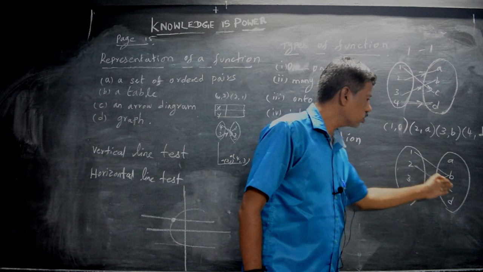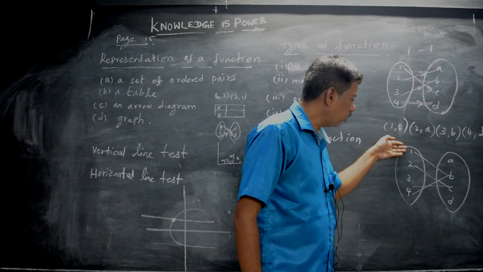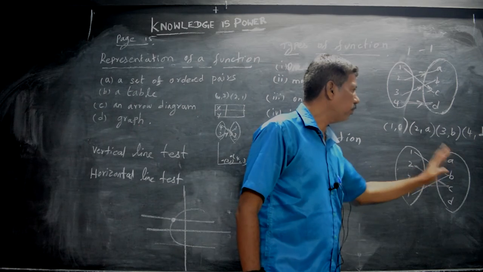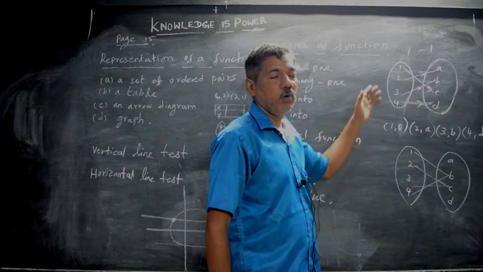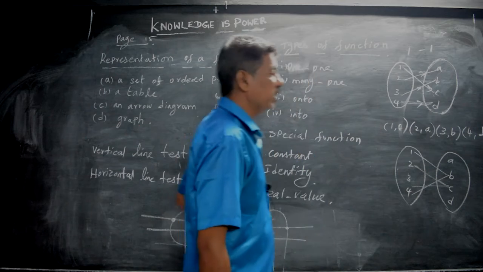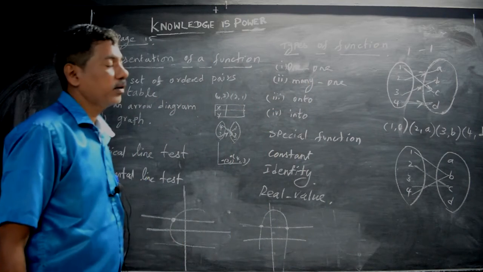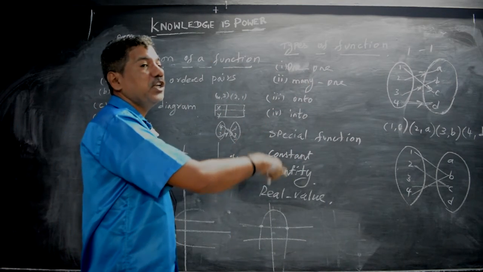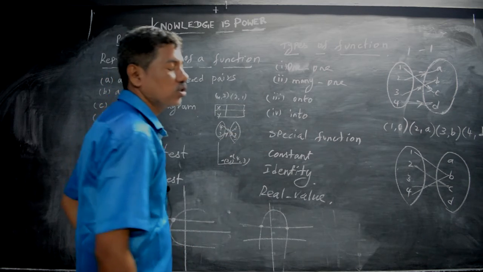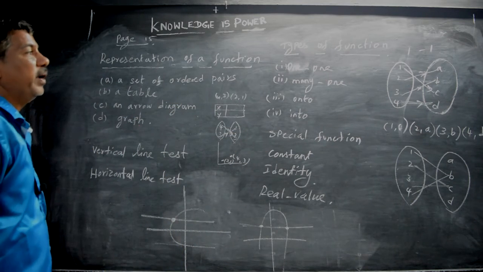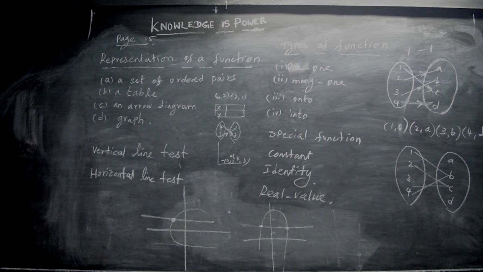2 and 3 go to C, 1 and 4 go to B. So see the difference. What is the difference between these two things? This is called many-to-one. So that's why it is called a many-to-one function. It's clear? Shall I revise that?